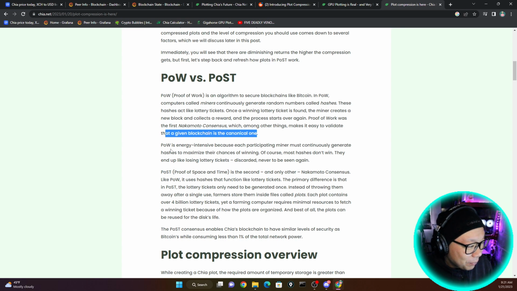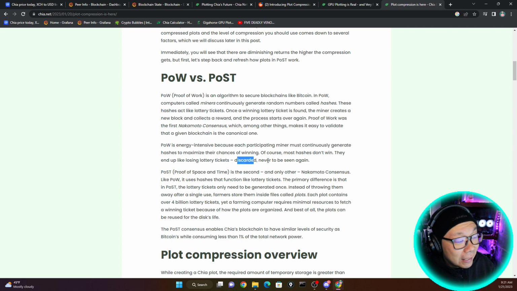POW is energy intensive because each participating miner must continuously generate hashes to maximize the chances of winning. Of course, most hashes don't win. They end up like losing lottery tickets, disregarded, never to be seen again.